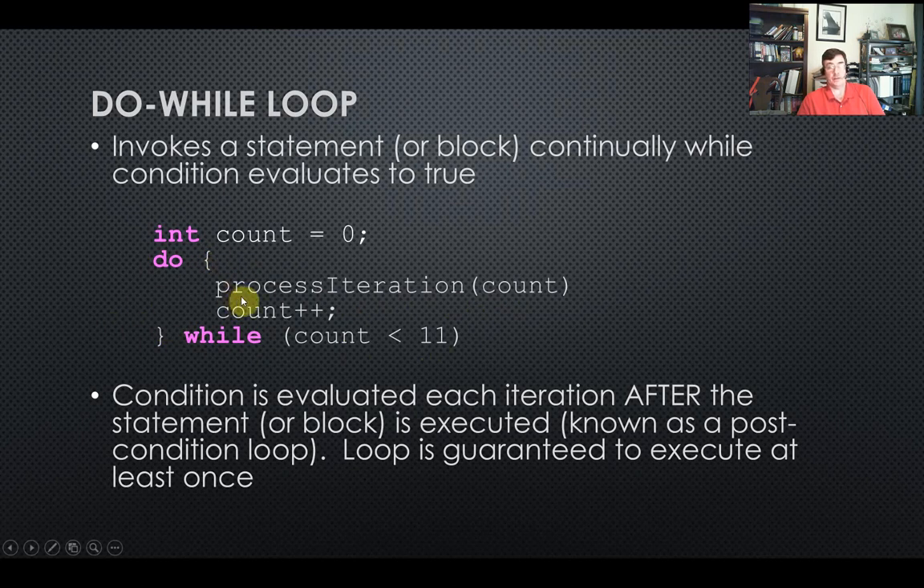Eventually, we're going to call process iteration when count is equal to 10. We're going to increment count to 11. Now, is 11 less than 11? No, it isn't. That's a false statement. So once this expression evaluates to false, we then exit the loop and continue on with the next line of code after the while statement. This is a post-condition loop because we always execute the loop body at least once. Even if the condition is false for the very first iteration, we have still executed the loop body at least once. So that can be handy for some conditions.